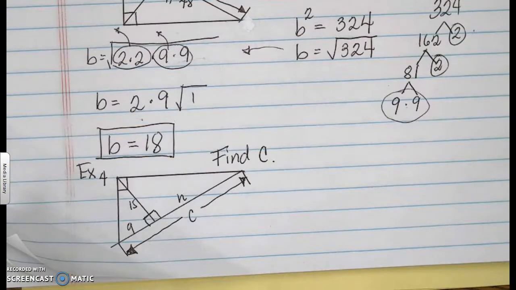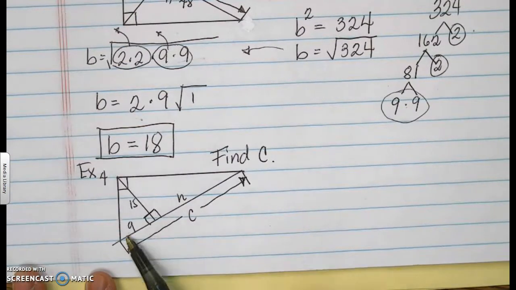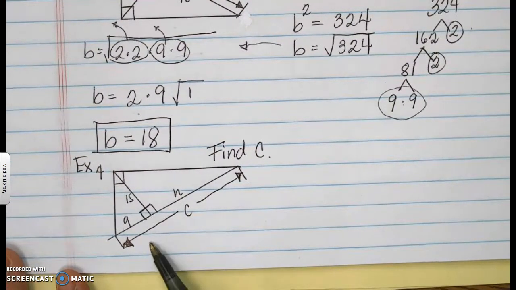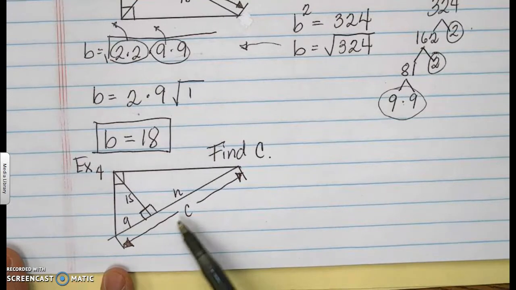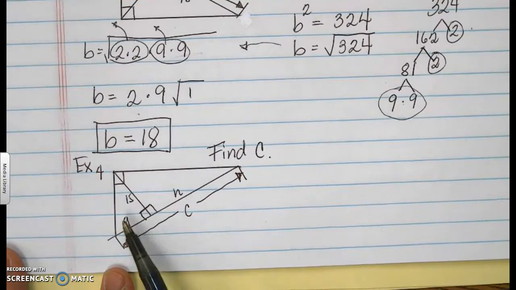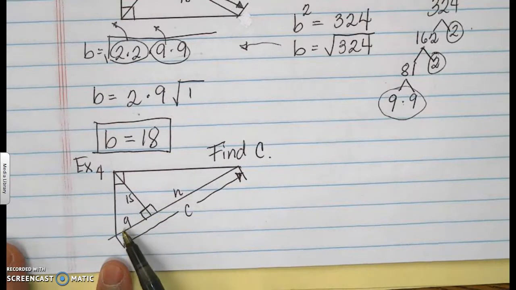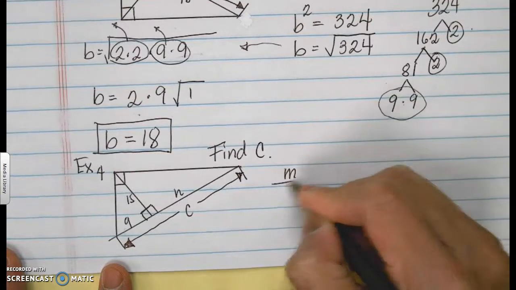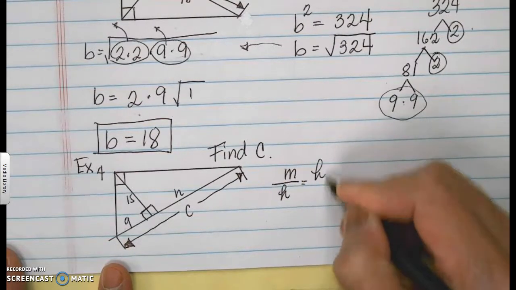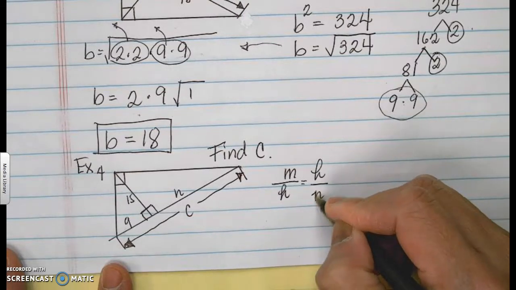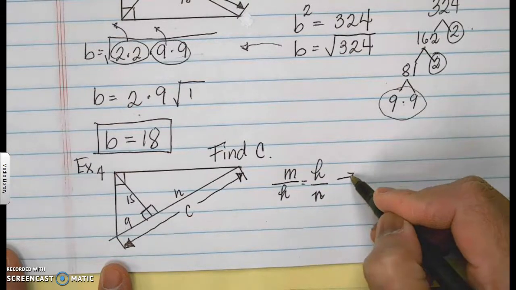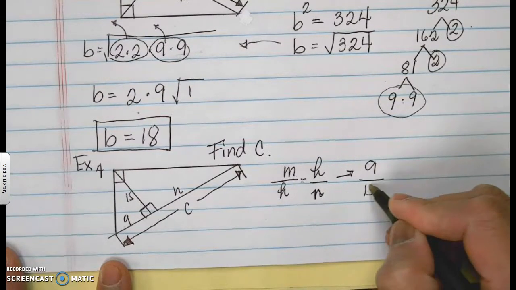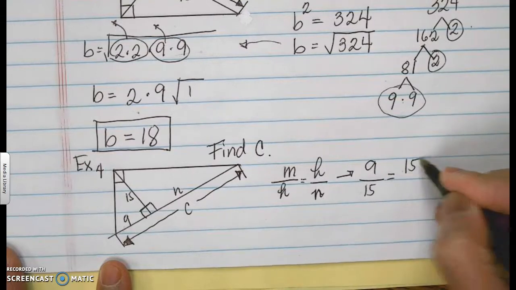Last and final example. So this figure is asking to find the C. So this is not a direct way of doing it because we are looking for the C, but then we're given the M, the H, and the N. So we're going to have to use M over H equals H over N. Okay. And so we will have 9 over 15 is equal to 15 over N.